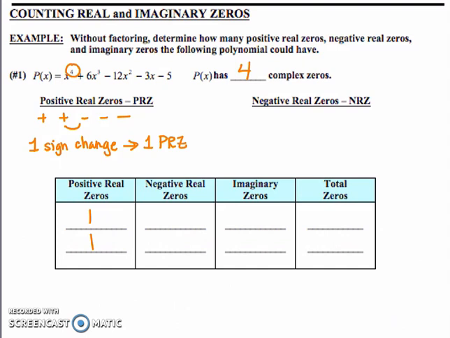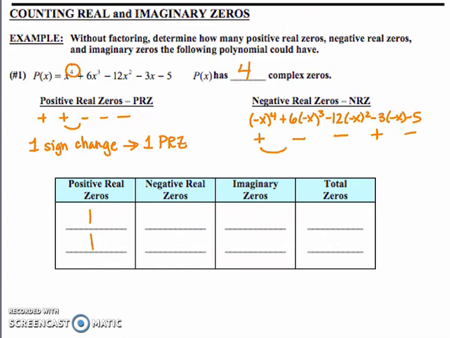Now to find my negative real zeros, this one's a little harder. I have to substitute negative x for x in each term of the equation, and then simplify, and then look at my sign changes. So my first term is going to be positive. My second term will be negative. My third term, negative x squared, becomes positive. Positive times the negative 12, that's negative. My next term, negative 3 times negative x, will become positive. And then my last term is negative.